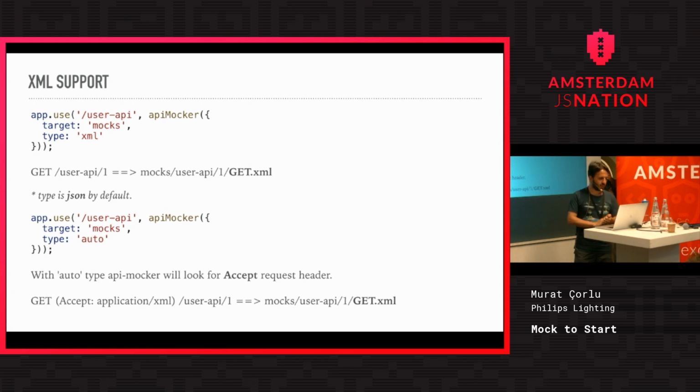Connect API Mocker uses JSON responses by default, but it also supports XML. I don't know how many people still use XML, but it's possible: if you set the type to XML, instead of checking the JSON file, it checks the XML files. Also, there's an auto type. With auto type, it checks the accept request header, and if it is XML, it tries to return the XML file.